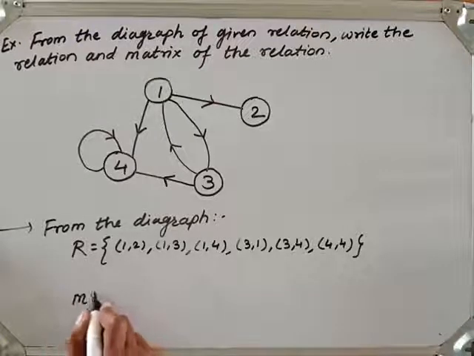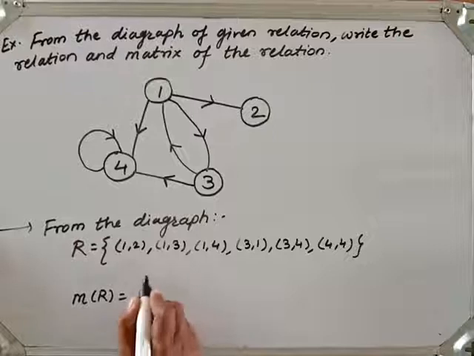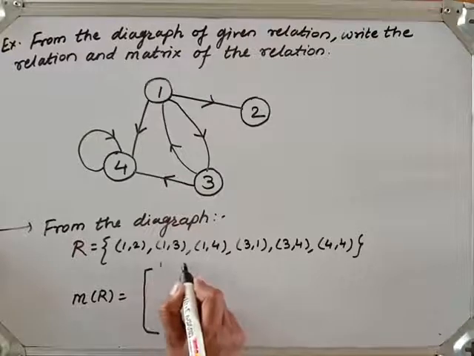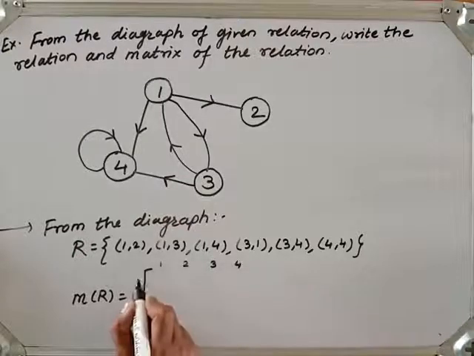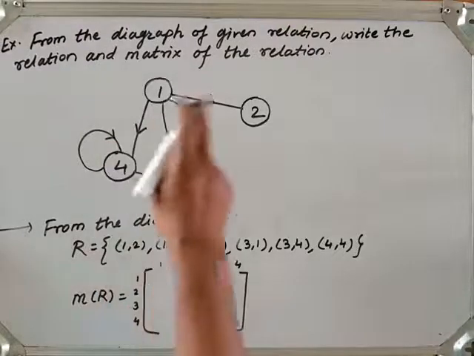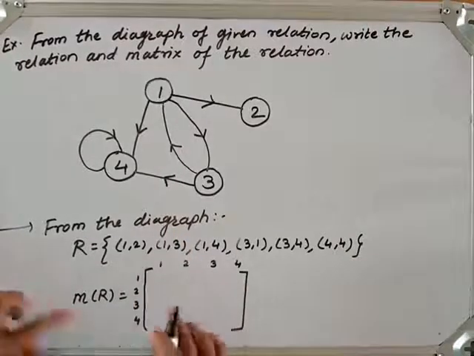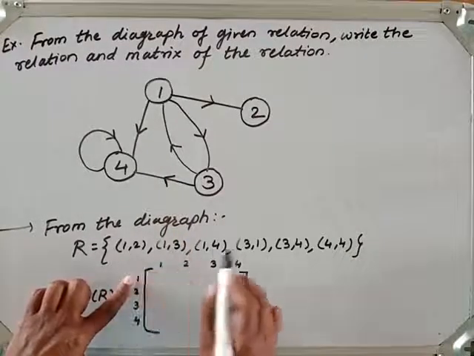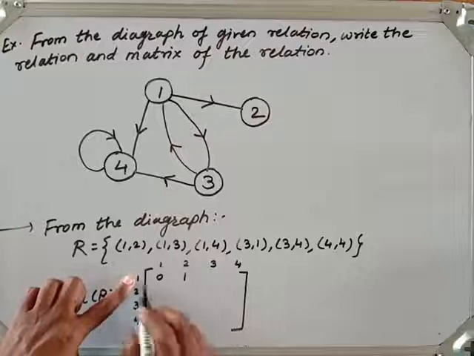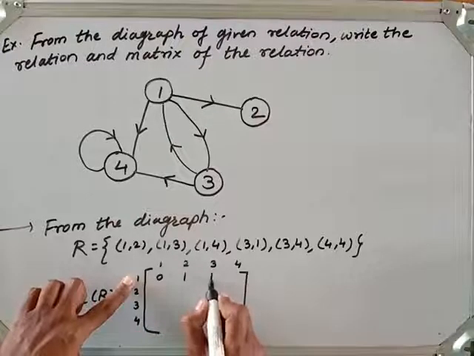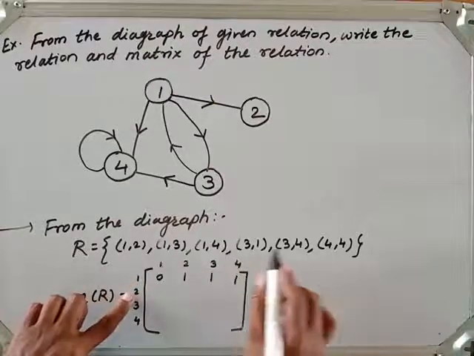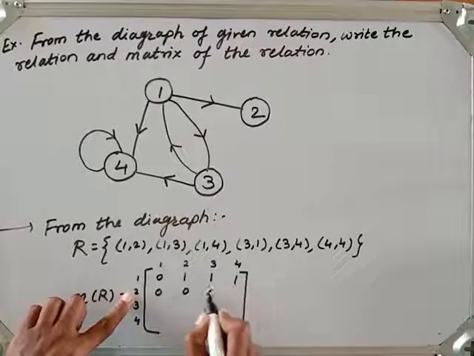Now, the matrix representation for this will be, look here, 1, 2, 3, 4. This is one more shortcut, let me tell you. 1, 2, 3, 4 on this set, and 1, 2, 3, 4. So here 1 is not related to 1. Look here, there is no such pair, so we get 0. 1 is related to 2, so we get 1. 1 is related to 3, so we get 1. 1 is related to 4, so we get 1. Again 2 is not related to any of them, so we get zeros there.